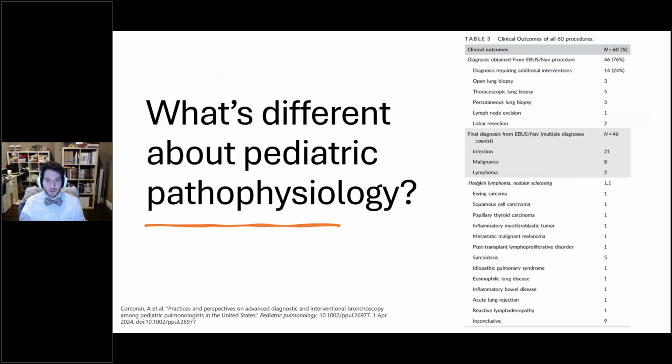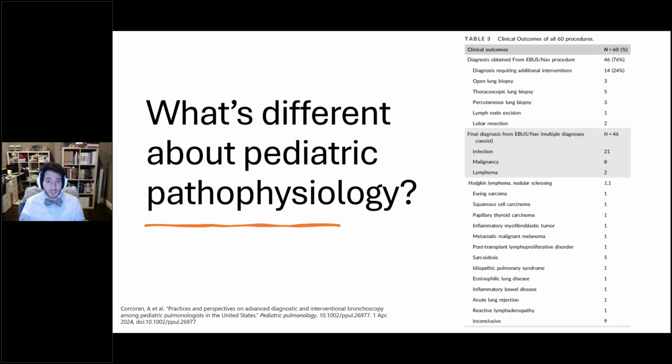Continuing on with our algorithm, first we started with how do we make this procedure safe? Now let's ask the question of what's different about children's pathophysiology. The most common cause of hilar adenopathy or mediastinal and hilar masses in this population isn't what we're used to, which are solid malignancies. It's much, much more commonly represented by things like infection.